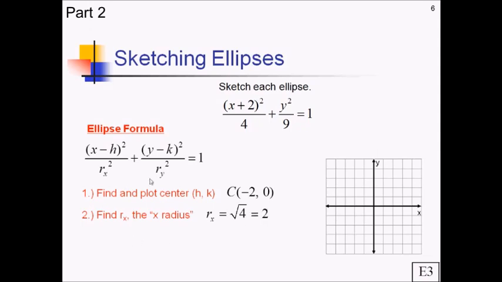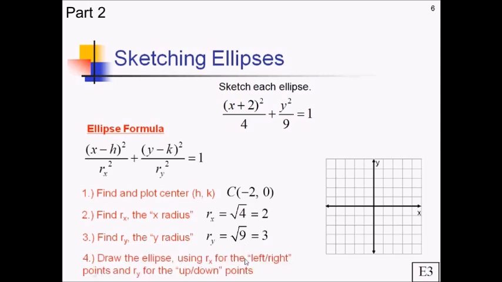Next, I'm going to find the ry value here, the y radius. That's going to be the square root of whatever is under y squared. So that's going to be the square root of 9, which is 3. And now I have everything I need to graph this ellipse. So I'm going to draw my ellipse using rx for my left-right points and ry for my up-down points. We'll start at the center. We've got -2, 0, and now I'm going left 2 and right 2, and my ry value is 3, so I'm going up 3 and down 3. And just like before, connect the dots. And there we have it.